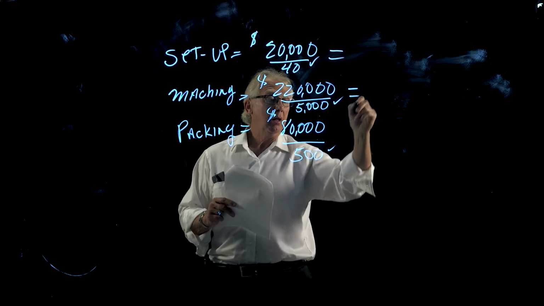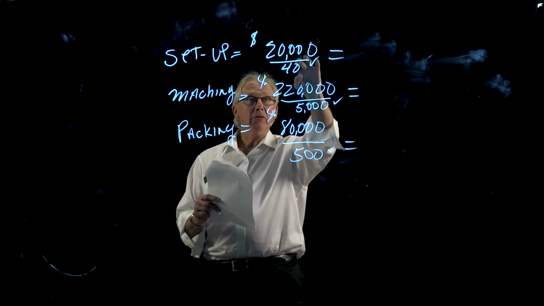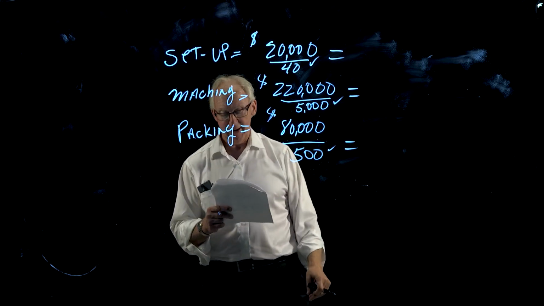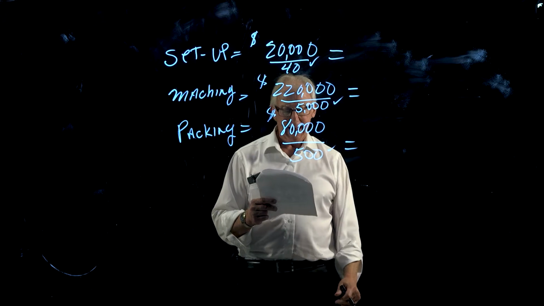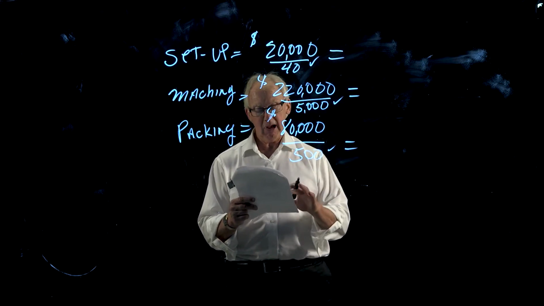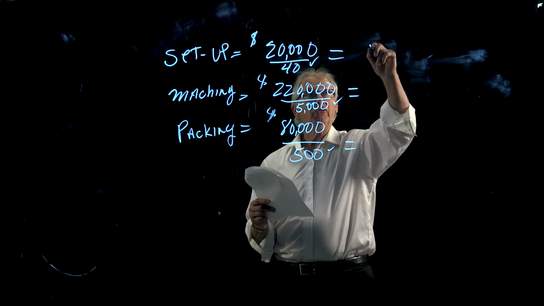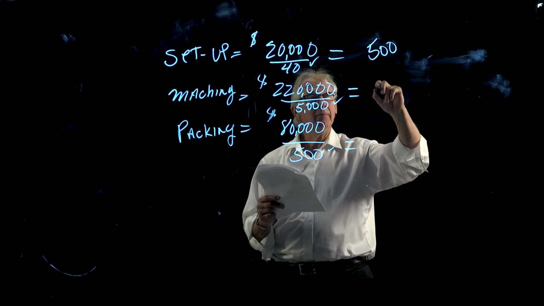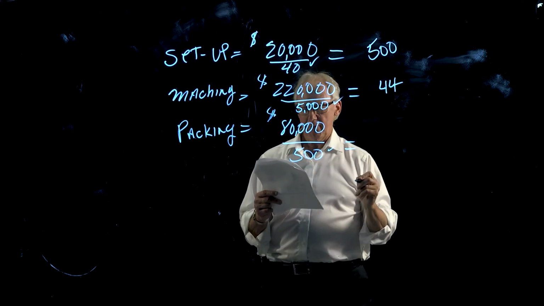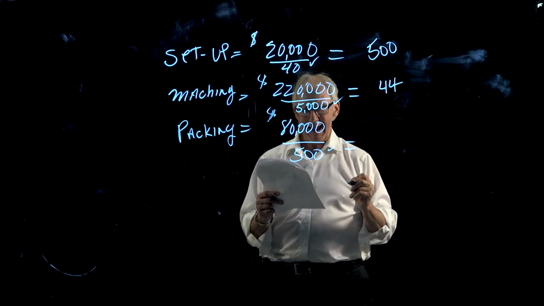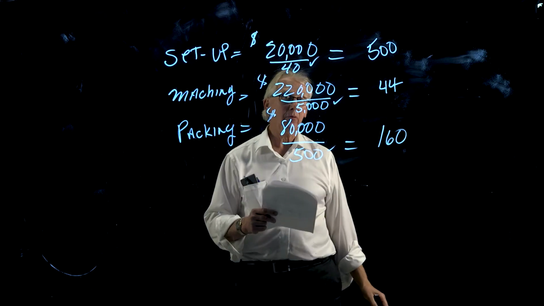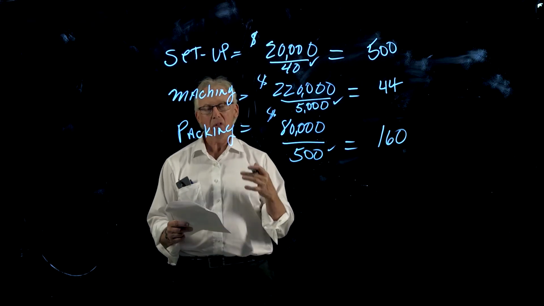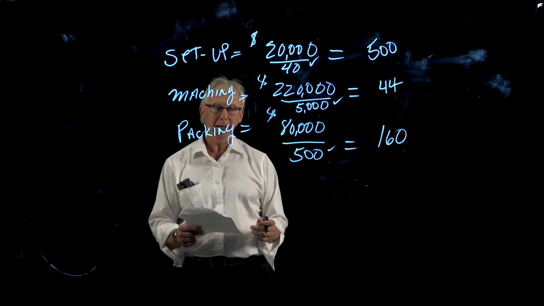Now, if you divide the 20,000 by the 40, and the 220,000 by the 5,000, and the 80,000 by the 500, you should get 3 rates. I've already calculated these rates. For setup, it should be 500 per setup. For machinery, you should get 44. And for packing, you should get 160. So you've got three different rates. Again, multiple rates. That's what activity-based costing is all about.